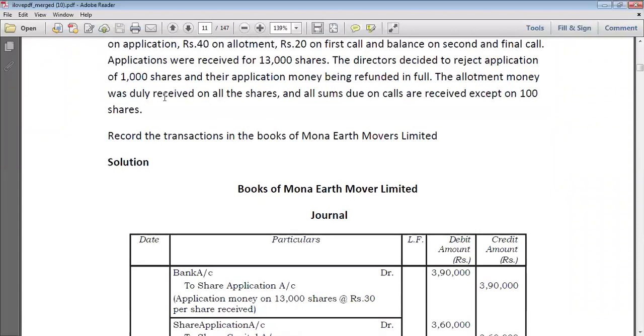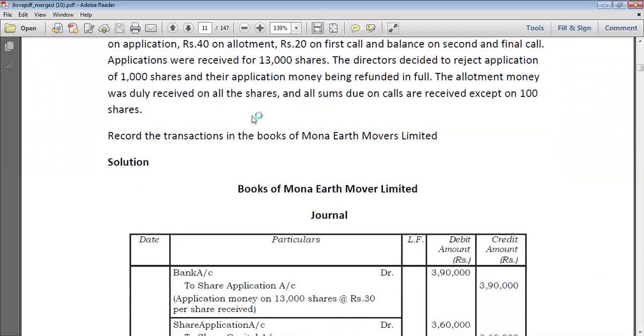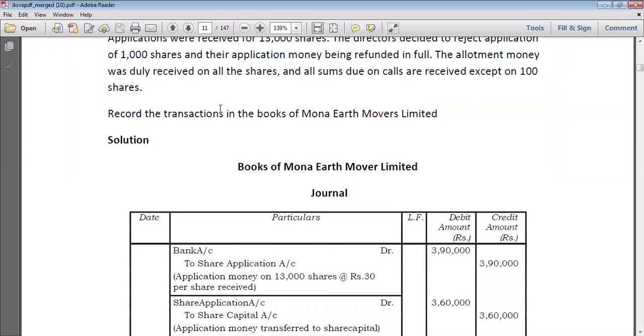The allotment money was duly received on all shares, and all sums due on calls are received except on 100 shares. That means all the money was received on all the calls, but a shareholder who holds 100 shares does not pay the call money. So what entry will be made? Record the transactions in the books of Mona Earth Movers Limited.